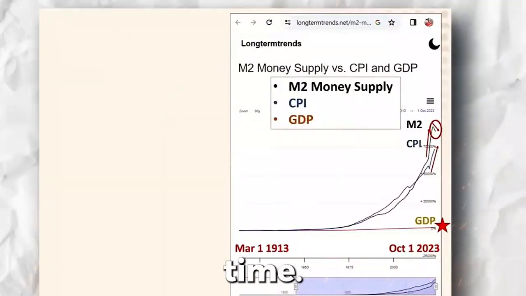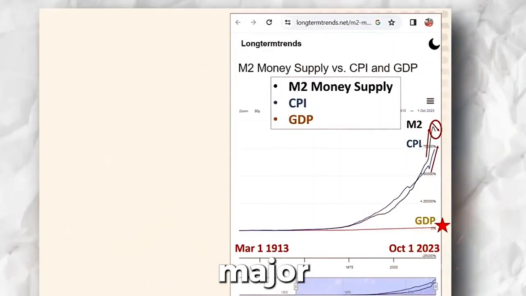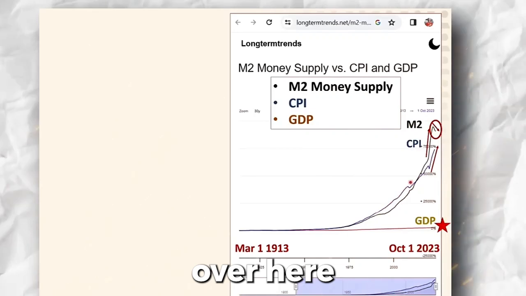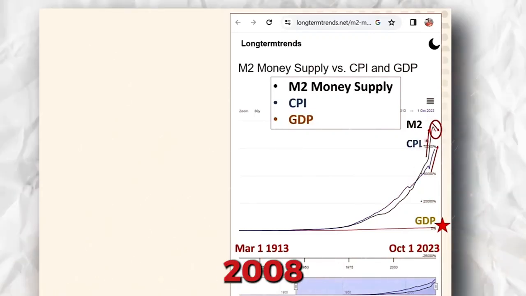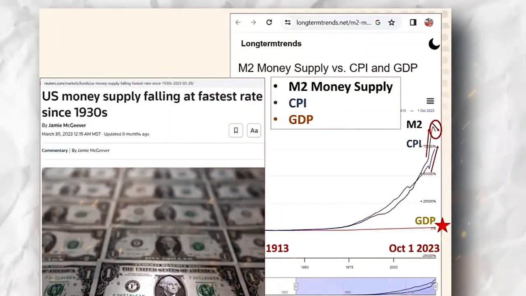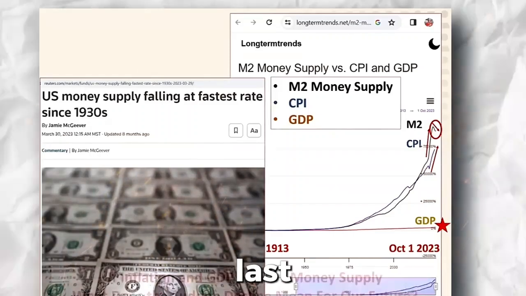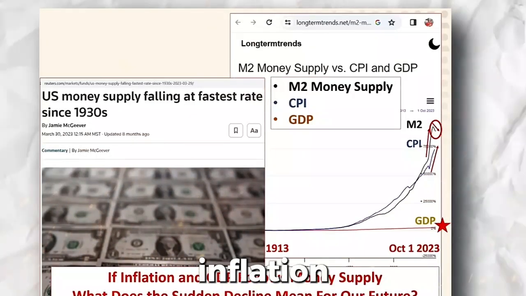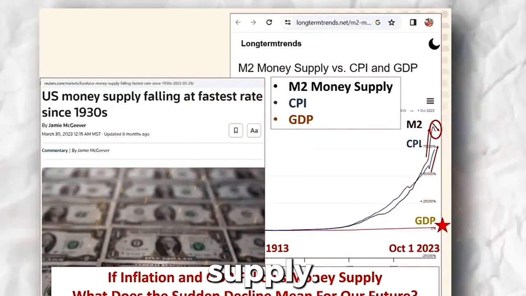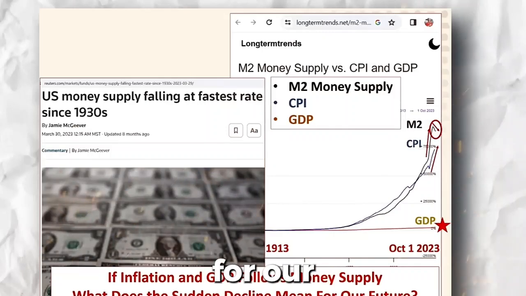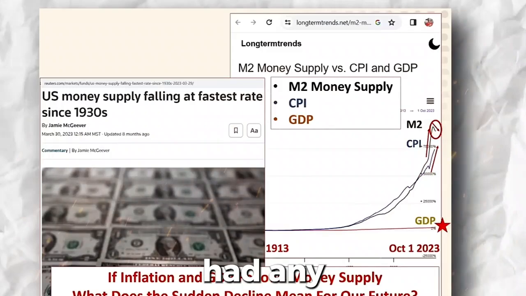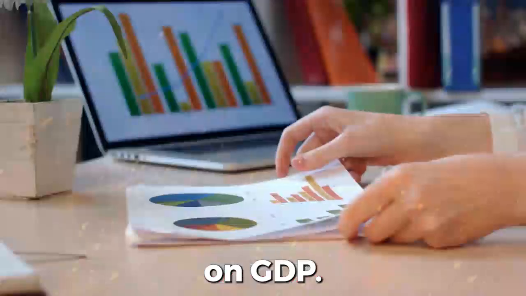And I'm going back one more time. You don't see anything that major throughout this, even after liftoff. Teeny bit over here, which would have been about 2008, but huge right here. Make no mistake about it, this cannot last much longer. Because if inflation and GDP is supposed to follow the money supply, what does this sudden decline mean for our future? And boy, all of that money printing barely had any impact on GDP.